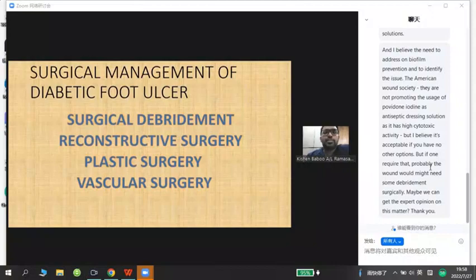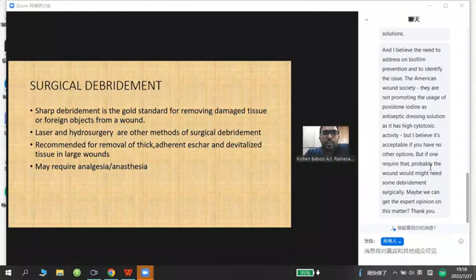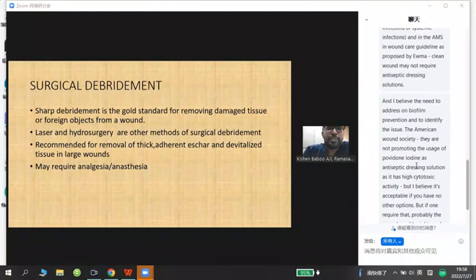Next comes the surgical management of diabetic foot ulcer. My favorite debridement is always surgical debridement because it's the gold standard for removing damaged tissue or foreign objects from a wound. The newer methods are laser and hydrosurgery, but I've personally not used them because they're not available in my center. Surgical debridement is also recommended for removal of thick adherent eschar and devitalized tissue in large amounts.